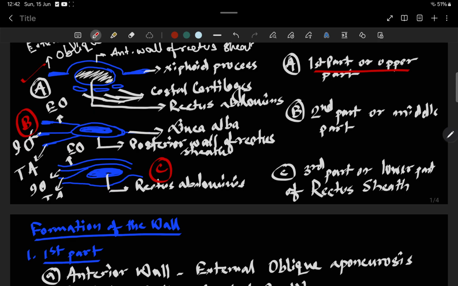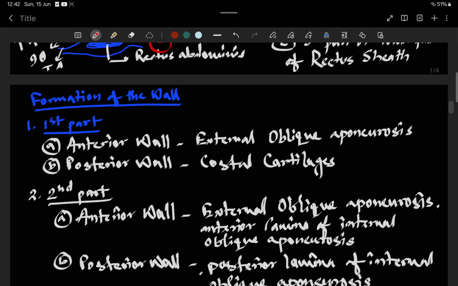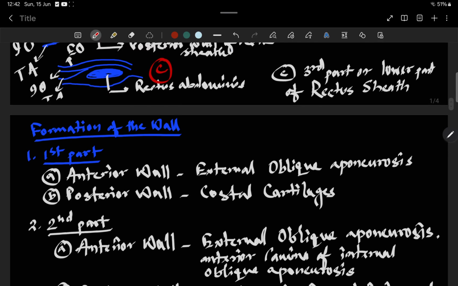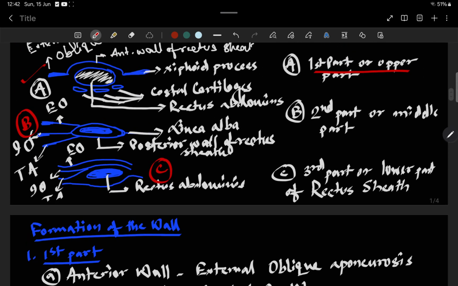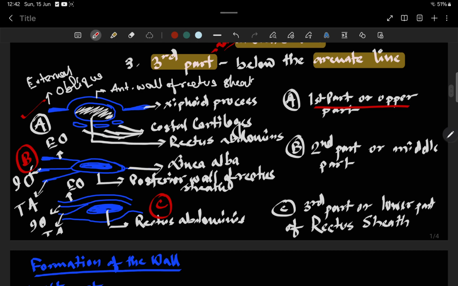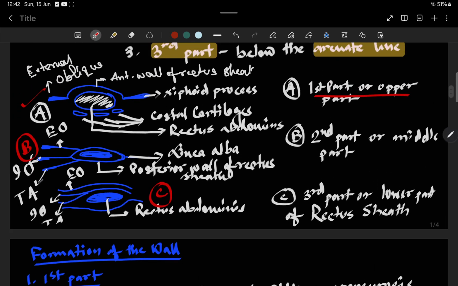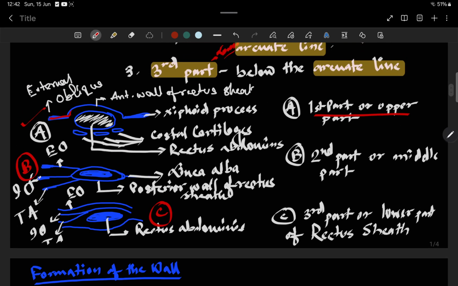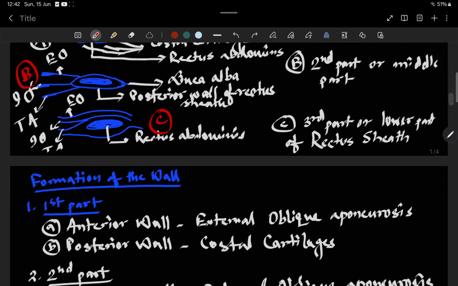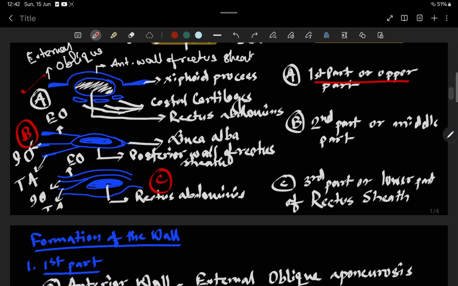The formation of the first part: the anterior wall is formed by the external oblique aponeurosis. Posterior wall is by the costal cartilage. See? Anterior wall is formed by the external oblique aponeurosis. Here the external oblique aponeurosis, and the posterior wall is by the costal cartilages. These are the costal cartilages. Okay.